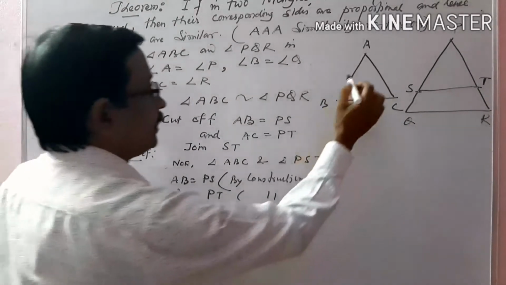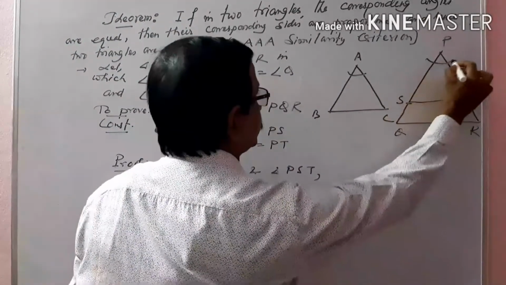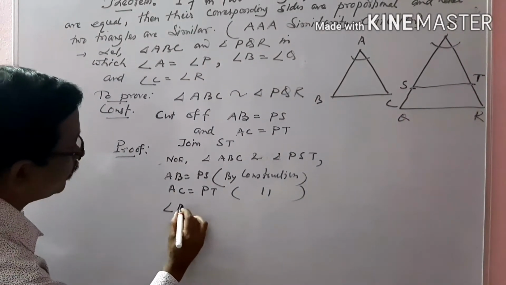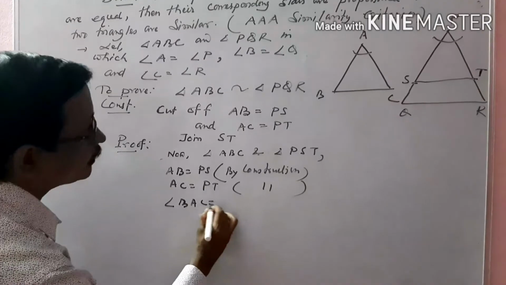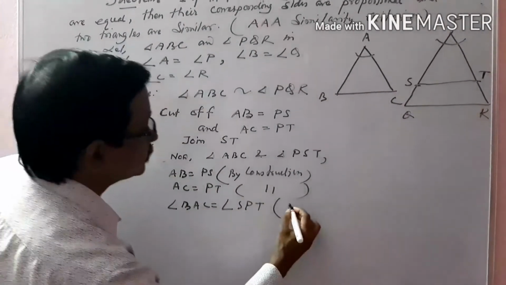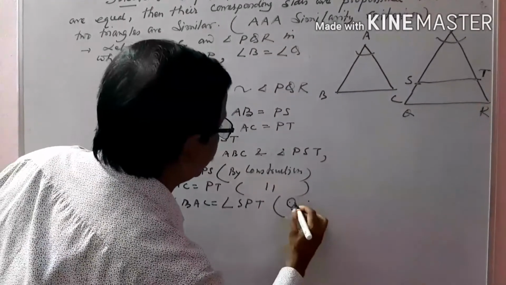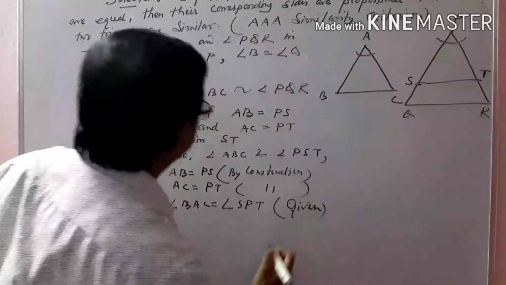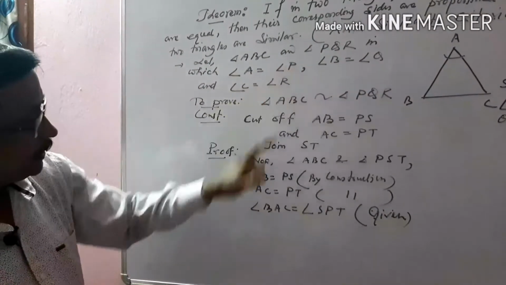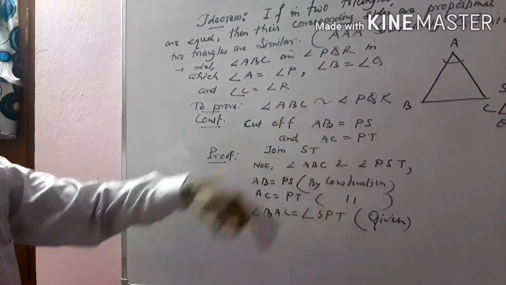And another one, write this angle equal to this angle. You write there angle of BSC equal to angle of SPT. Since it is given only, you write there directly, it is given. Because already I have shown angle A equal to angle P written, no? So by naming this one, BSC equal to this.